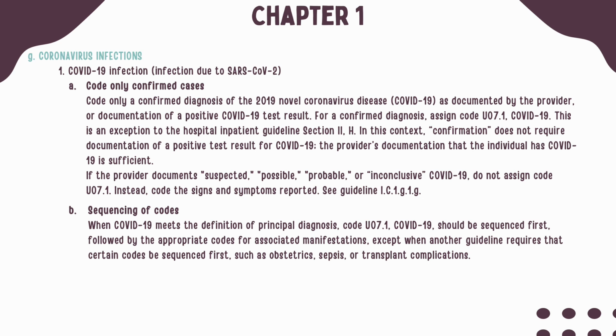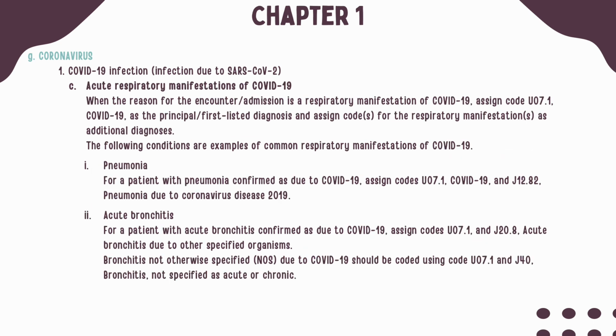When documentation meets the requirement for principal diagnosis, U07.1 should be sequenced first, unless there is another guideline that instructs other codes to be sequenced first. Any associated manifestations should be sequenced second. When the reason for the encounter is for a respiratory manifestation of COVID-19, code U07.1 should be assigned first, and the respiratory manifestation should be assigned as additional diagnoses.